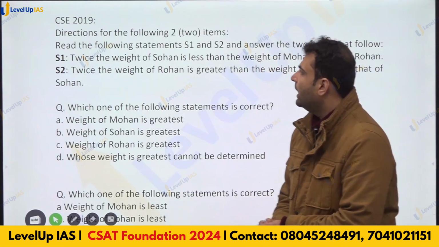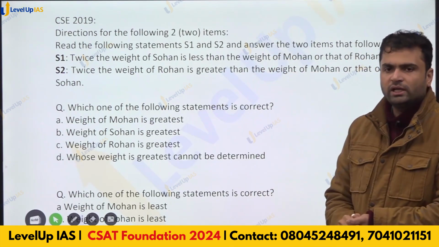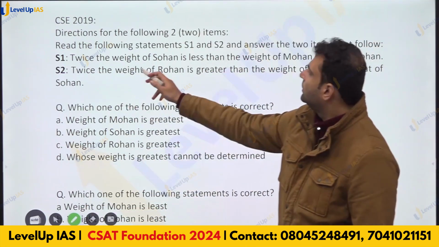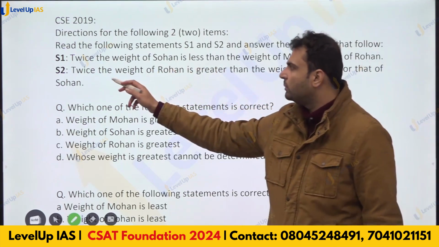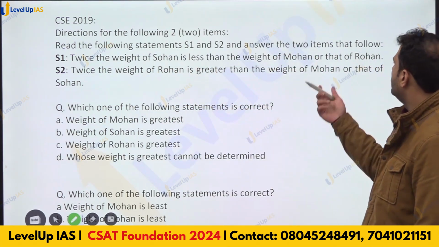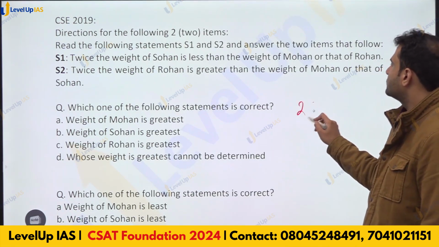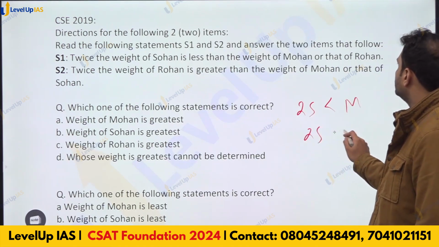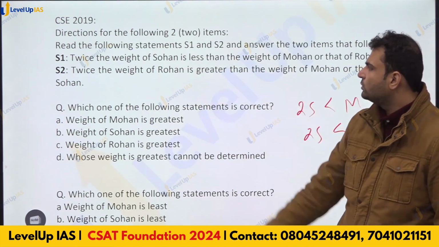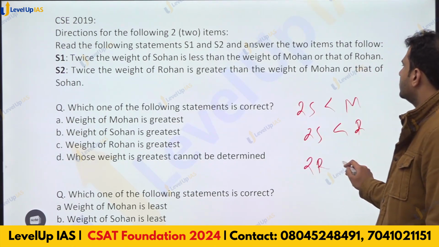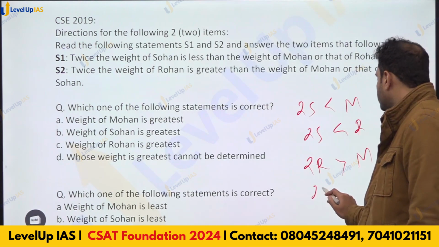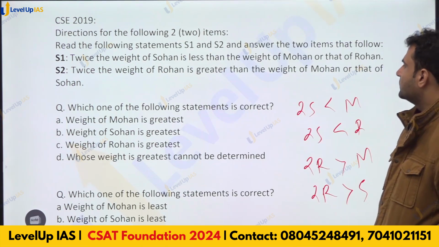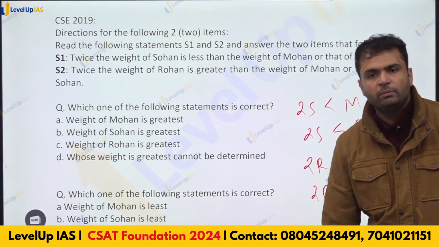Next, we have 2 statements and 2 questions that follow. Okay, first statement. Read the following statements. So this is the information. Statement 1: twice the weight of Sohan is less than the weight of Mohan or that of Rohan. So twice the weight of S is less than M or R. And statement 2: twice the weight of Rohan is greater than the weight of Mohan or that of Sohan. This is the information we have. Which of the following is correct? Whose weight is greatest? Can we determine that?